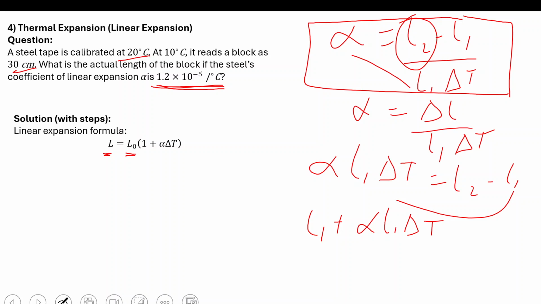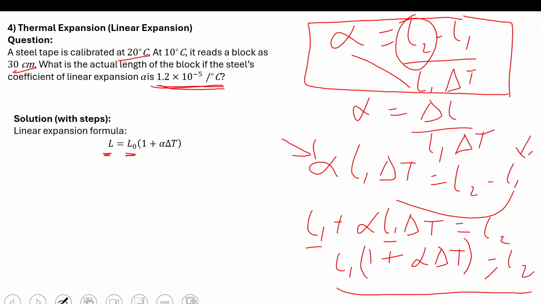So this component plus this component is equal to L2. L2 is what I'm looking for. I can see that L1 here and L1 here are common. So I say L1 outside, open bracket. Then what is left in this first term is 1 plus, then what is left in the second term is alpha delta T. Then I close the bracket, equals L2. So this formula is basically what I have written here.